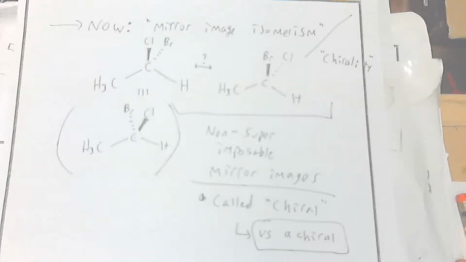Wait, achiral is a superimposable mirror image? Yeah, that's another way to say it. Achiral would suggest the molecule has a superimposable mirror image, whereas chiral suggests it has a non-superimposable mirror image. And we'll show a bunch of examples of chiral and achiral in a little bit.